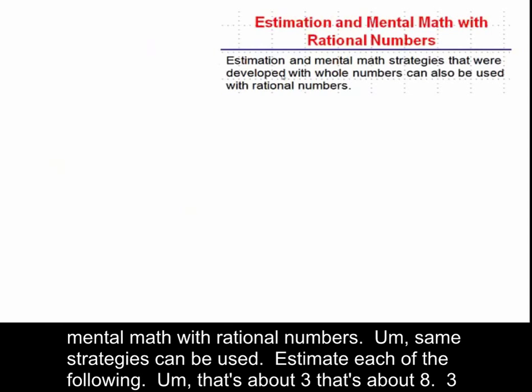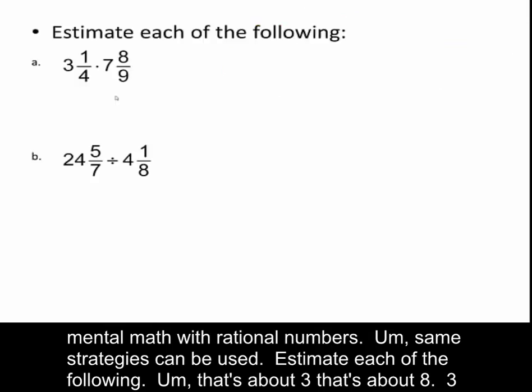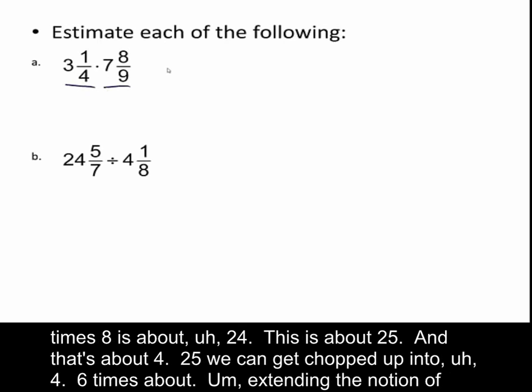Estimation and mental math with rational numbers. Same strategies can be used. Estimate each of the following. That's about 3, that's about 8. 3 times 8 is about 24. This is about 25, and that's about 4. 25 can get chopped up into 4. 6 times about.